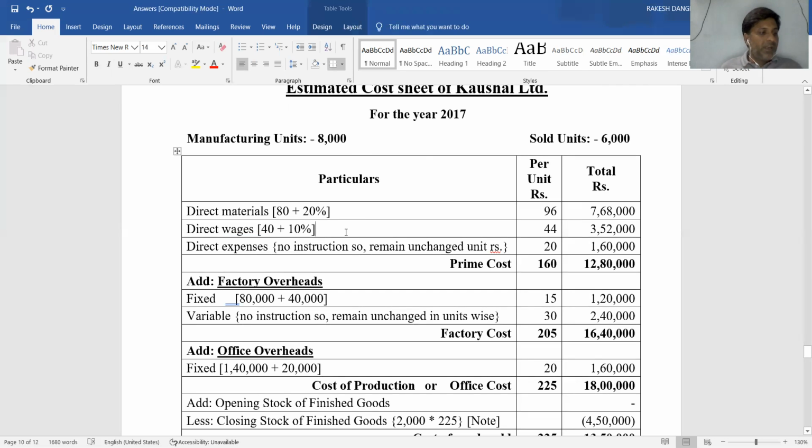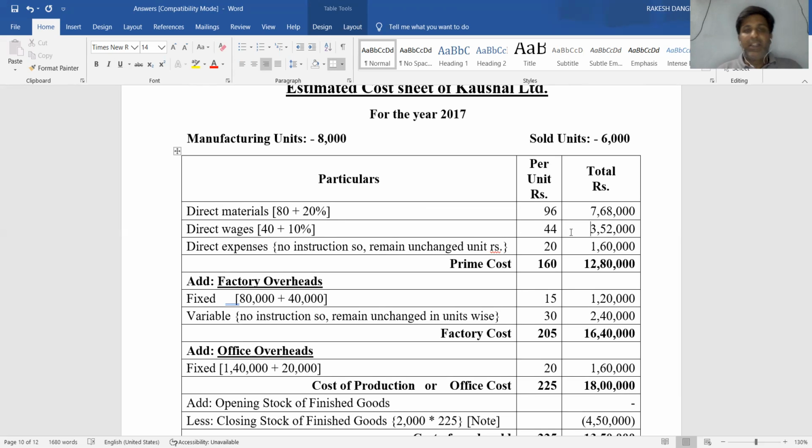Then direct wages. Direct wages were rupees 40, or 50% of material, in 2016. But in 2017, there is information that direct wages cost will increase by 10%. Direct wages is also a variable nature expense. So the calculation of increase is on unit wise data. There is unit wise rupees 40 in 2016. So 10% of it is rupees 4. So 40 plus 4, total rupees 44 per unit in 2017. So 44 multiplied by 8,000 is equal to 3,52,000.